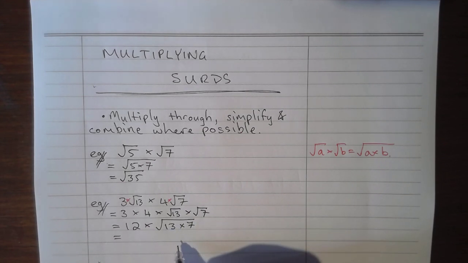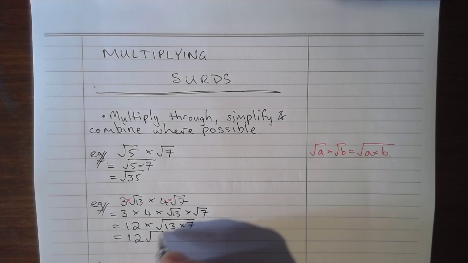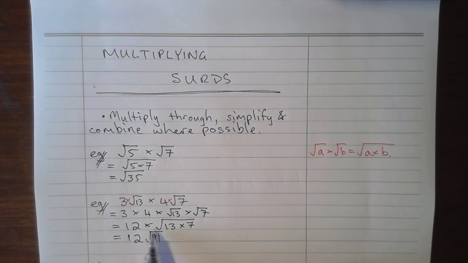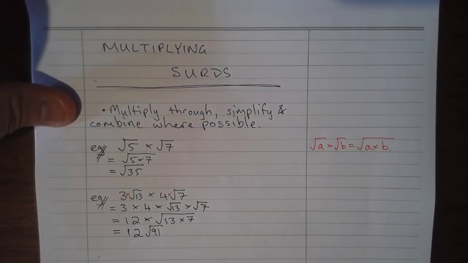Completing that, 13 times 7 is going to be the square root of 91. So we have 12 root 91. Again, we want to make sure, but in this case there are no perfect square factors of 91, so we're in our simplest form for that multiplied surd.